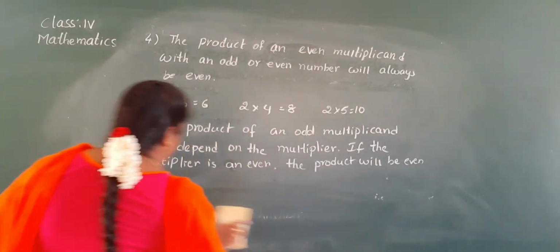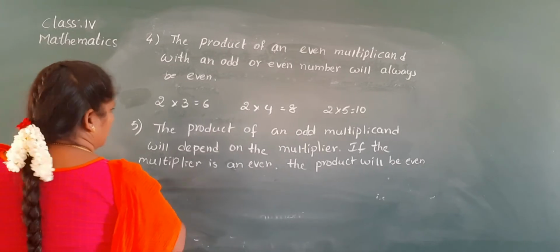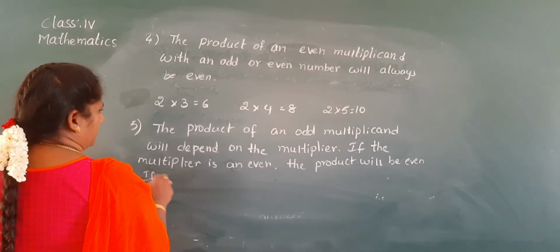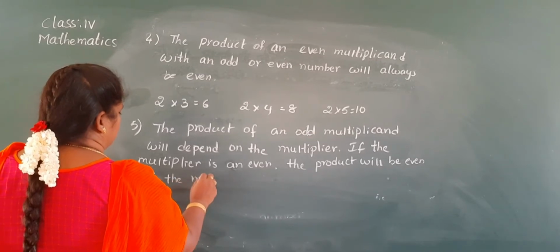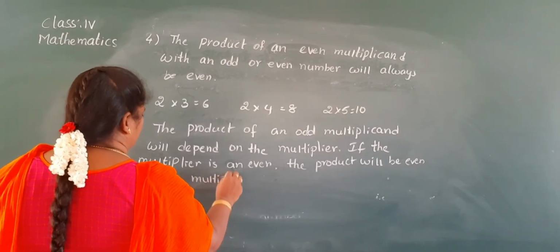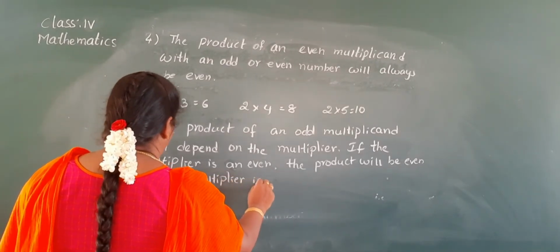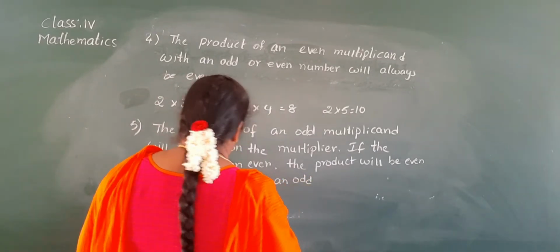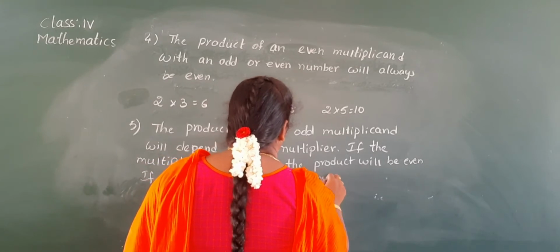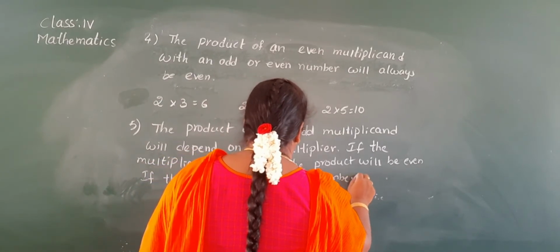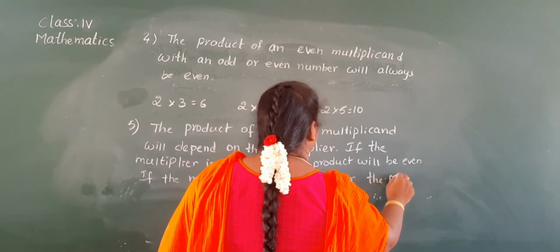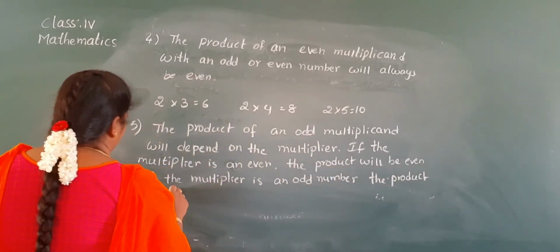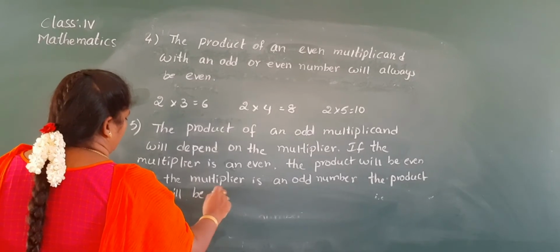And next, if the multiplier is odd, the product will be an odd number. Now we will see the pattern. The product will be odd.